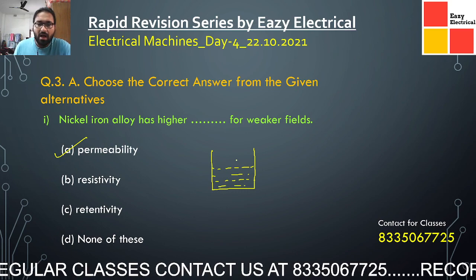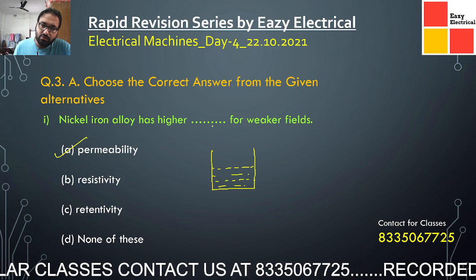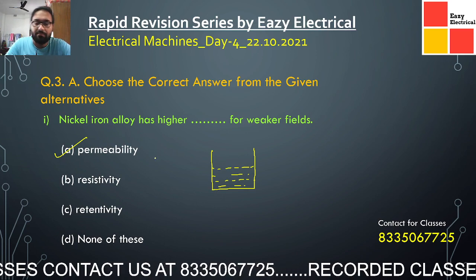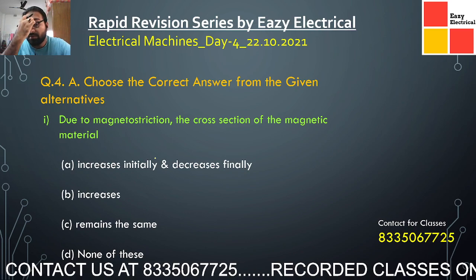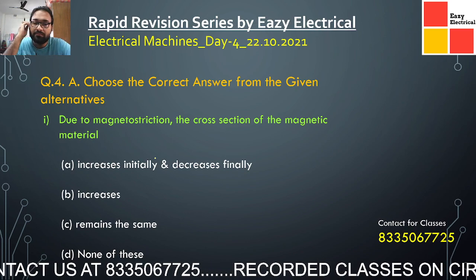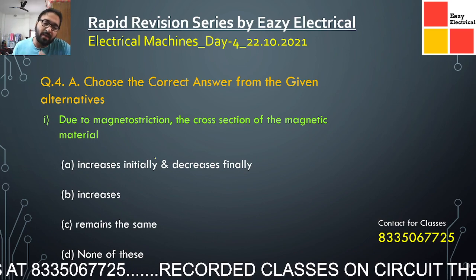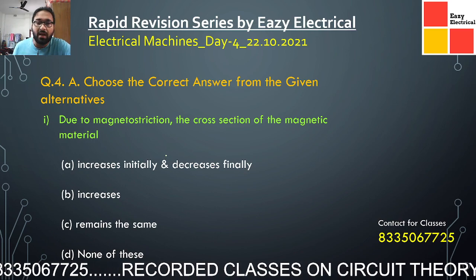In a similar way, how much magnetic energy can be stored in a material depends upon the permeability of the material, right? Now, coming to the fourth question, due to magnetostriction, the cross section of the magnetic material changes. Basically, magnetostriction is called magnetic hum.